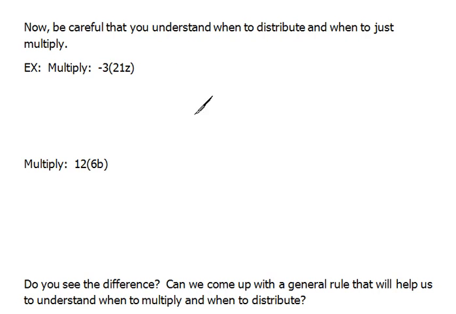Now, what if we saw something that looked like negative 3 times 21z? We need to try and figure out when we have to distribute and when we're just supposed to multiply. This should look different than what we saw a while ago. There is not a plus or a minus sign in between here. This is just a single term. This literally means negative 3 times 21 times z.